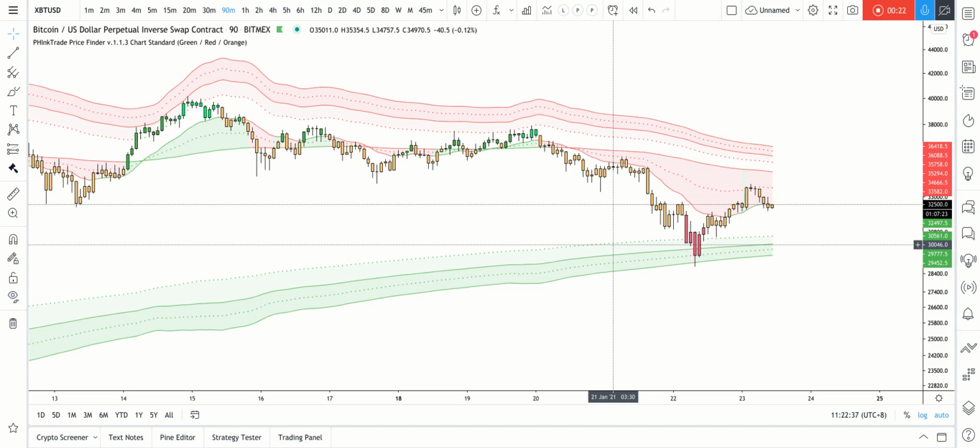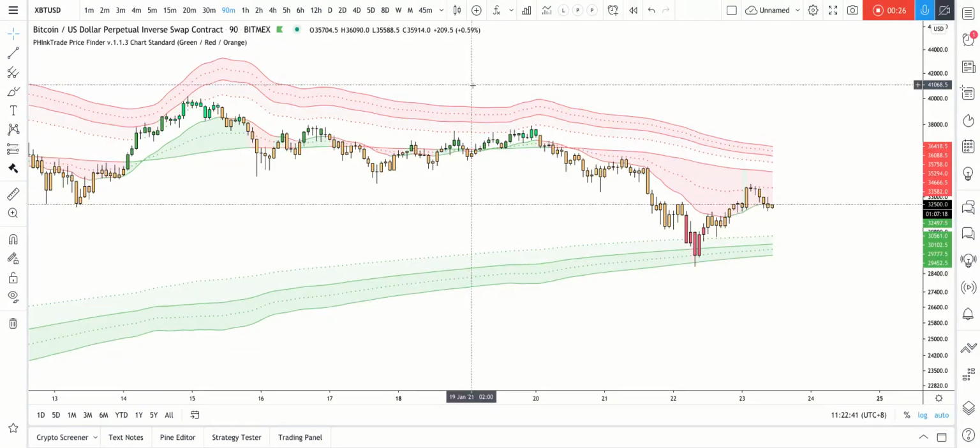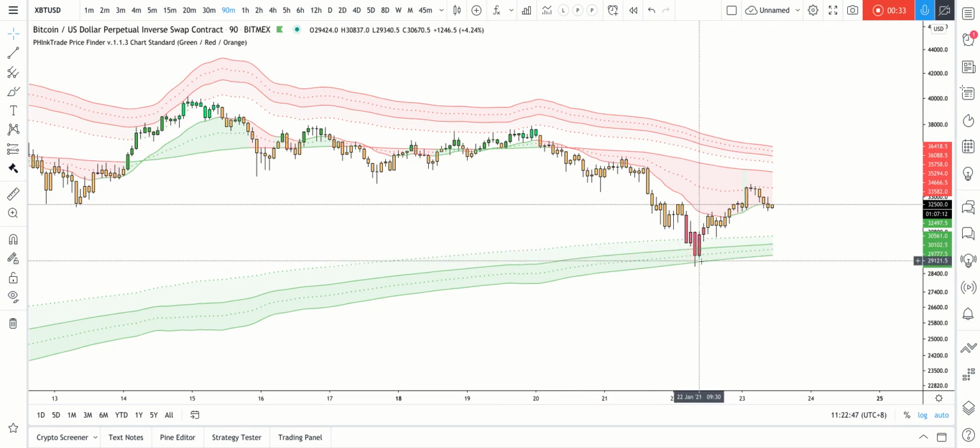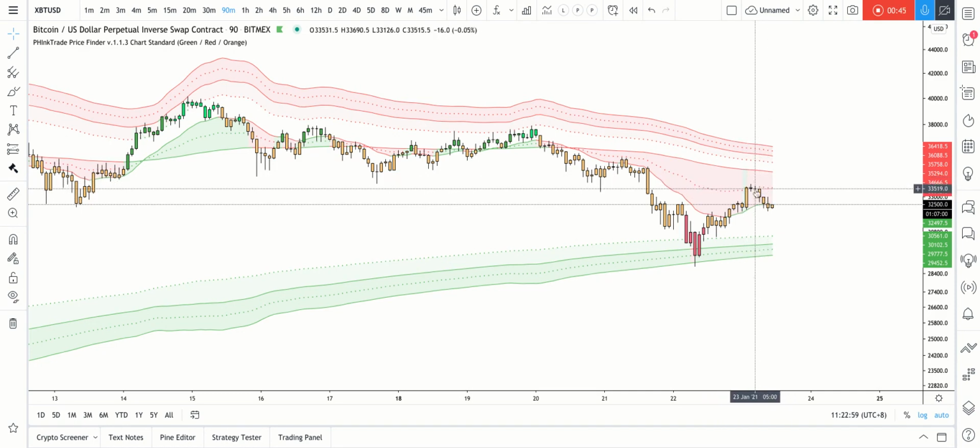Okay, so first things first, what we have here is Bitcoin 90 minutes time frame. We can see that Bitcoin price found support here at this green band, and it's trying to cross this to the other side, and this is going to be something we're going to talk about, finding some trouble here in the middle of the way.